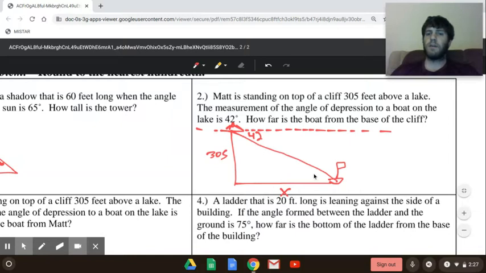Again, alternate interior angles would be congruent if the lines are parallel, and you have two horizontals, so they're parallel. And so here's your setup for number two.